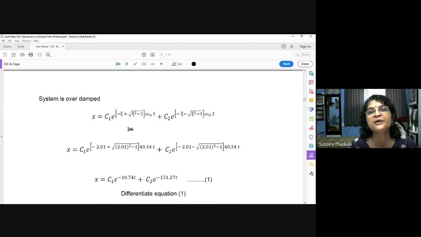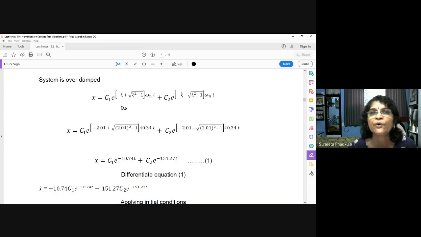Okay, so what is the equation for overdamped? This we have already seen. X is equal to C1 e raised to minus zeta plus square root of zeta square minus 1 into omega n t, plus C2 e raised to minus zeta minus square root of zeta square minus 1 omega n t. So here there is a plus sign, here there is a minus sign.